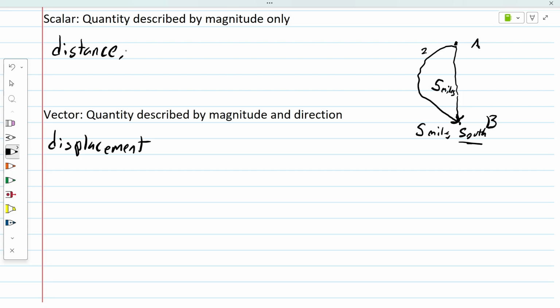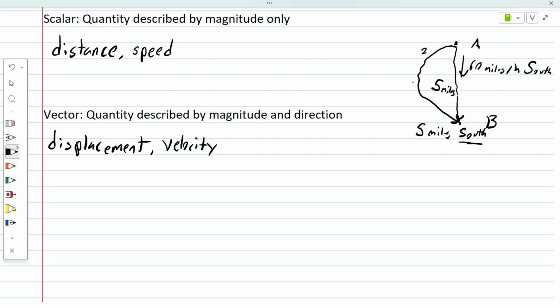Another example of a scalar would be speed, how fast something is moving, while the vector would be velocity. So if someone is traveling, let's say they're coming down here at 60 miles per hour, their speed is 60 miles per hour, but their velocity is 60 miles per hour south.